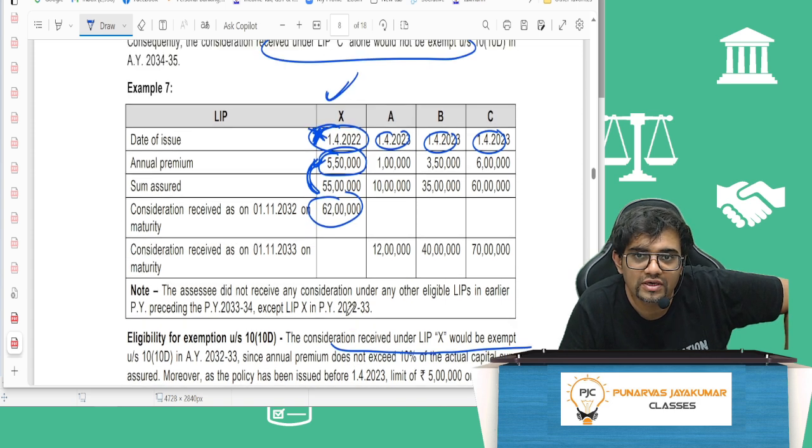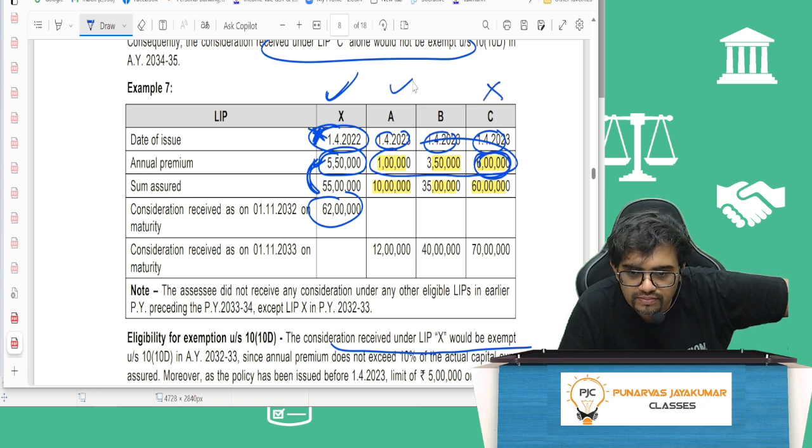5 lakh rule will not apply because rule number 1 only doesn't apply. What is rule number 1? It should be issued on or after 1423. Here you see, 10%, 10%, 10%, no problem. Aggregate, if you add more than 5 lakh, yes. But then C is more than 5 lakh individually. So for this it will not come. A and B it will come.